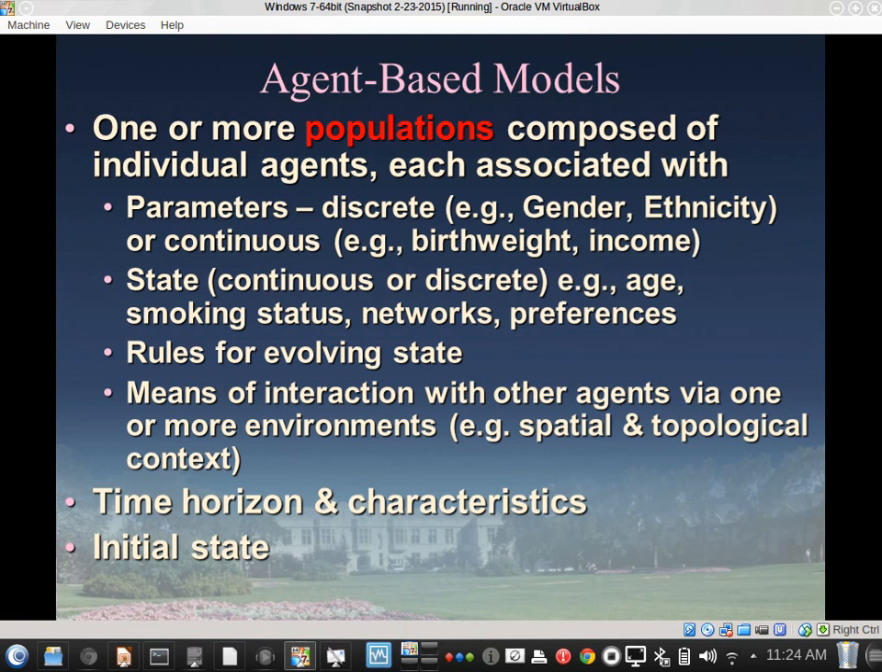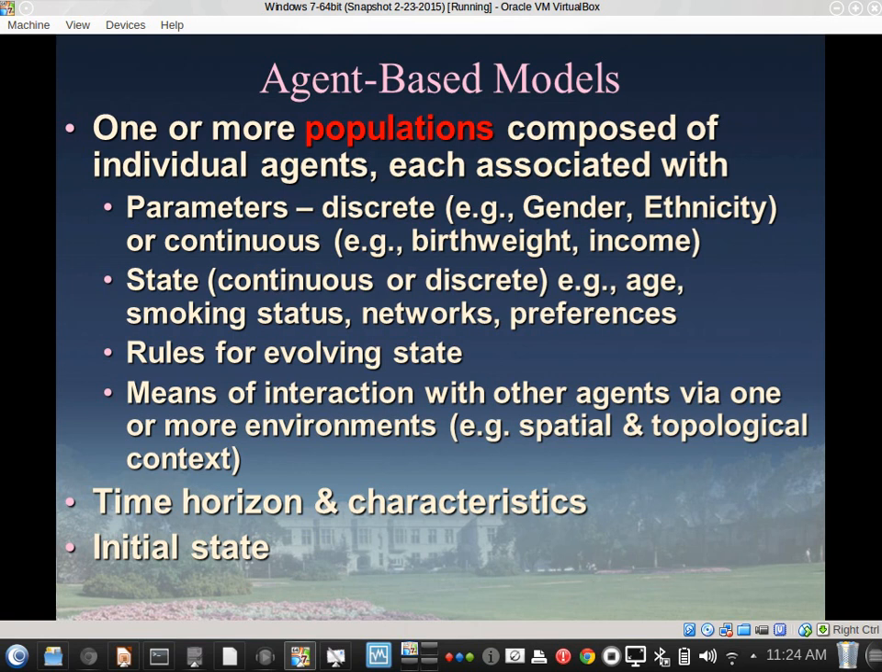They have state. They have things that are changing over time. Maybe their age, their smoking status, their networks, their preferences. Maybe these things evolve over time, and you're interested in those dynamics. We call those part of their state. I'm not sure how familiar the word state will be in that context, meaning the current situation, their status, but that's how it's used in this area across the different types of dynamic modeling approaches. And then there's rules for evolving that state.